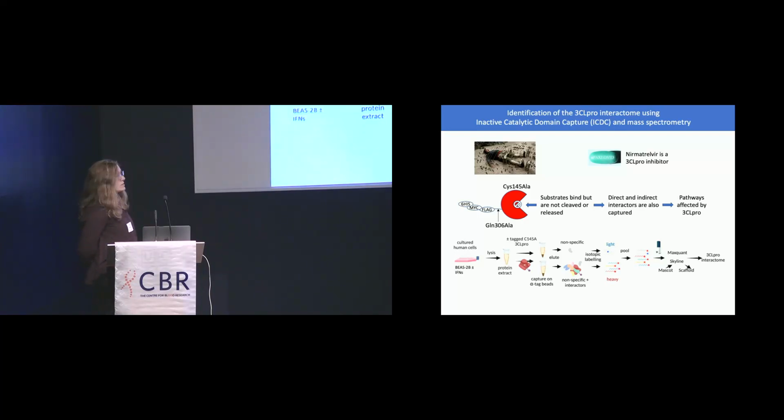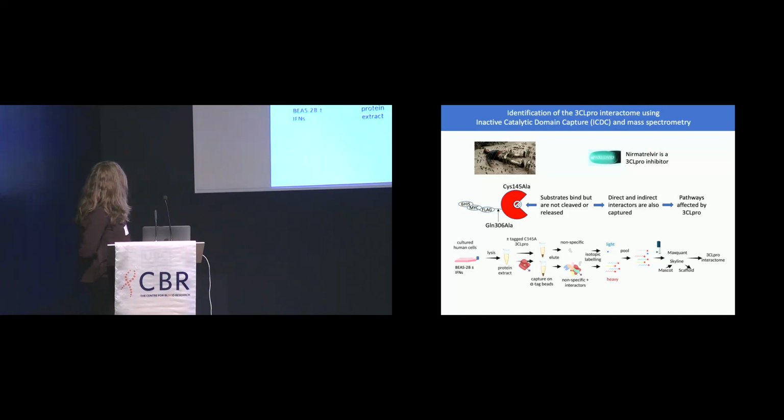We know that 3CL-Pro is important because a 3CL-Pro inhibitor is one of the components of Paxlovid. We wanted to ask how 3CL-Pro interacts with our own proteins, what pathways it is involved in, and what proteins it cuts. So we used inactive catalytic domain capture. You can see the construct there in the middle in red. We expressed an inactive protease, where the catalytic cysteine is mutated to alanine, and our construct had a couple of tags so that the protease can be isolated, and an additional mutation to mutate out an autocatalytic cleavage site.